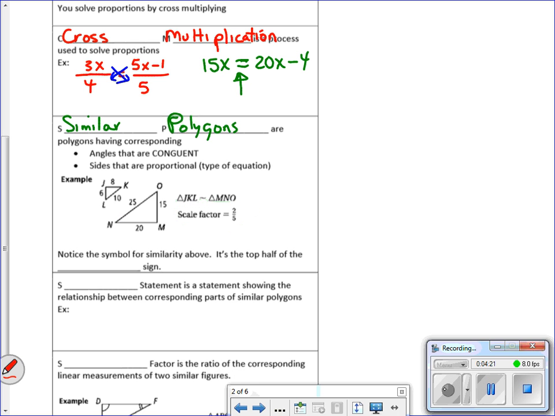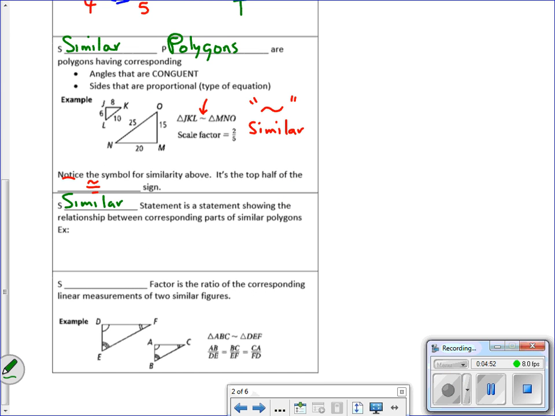Now take a look at this symbol here. It's basically a wavy symbol like that, and as I'm stating here, notice the symbol for similarity above, okay? It's the top half of what? The congruent symbol, okay? These shapes are not equal. Their sides are not going to be equal, but they're going to be proportional. So that little symbol stands for similar. That means both shapes are triangles, both shapes are hexagons, whatever it is that we're looking at.